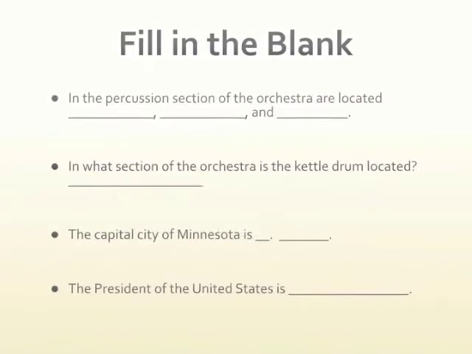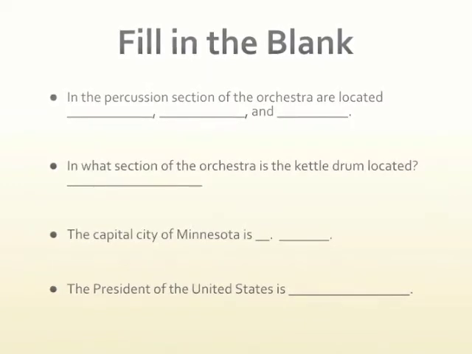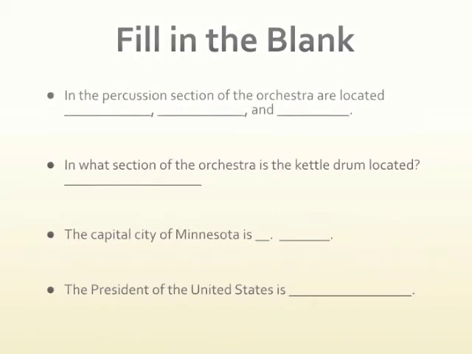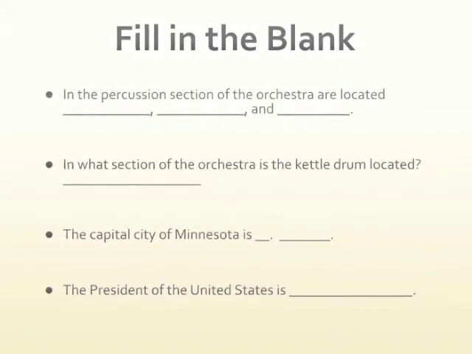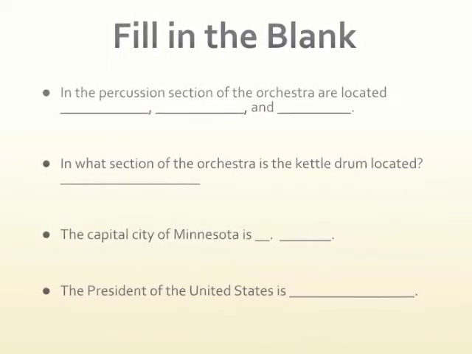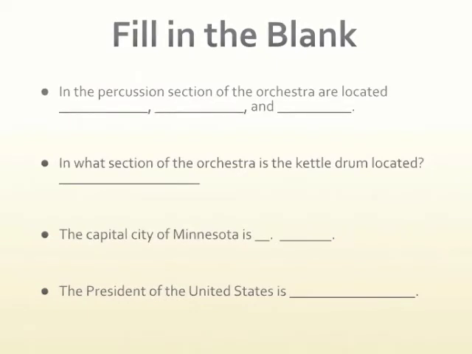Here are some examples of some fill-in-the-blank questions. In the percussion section of the orchestra are located blank, blank, and blank. Now obviously the person who wrote this test is looking for three different instruments or parts of the orchestra, but it could be answered by saying Jimmy, Larry, and Betsy, because those are three people who are located in the percussion section. So there isn't really enough information to get at the right answer. The next question is better.